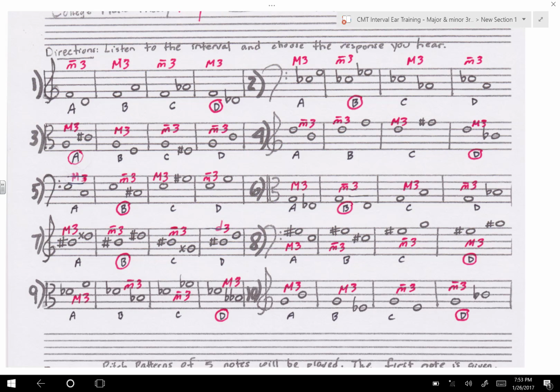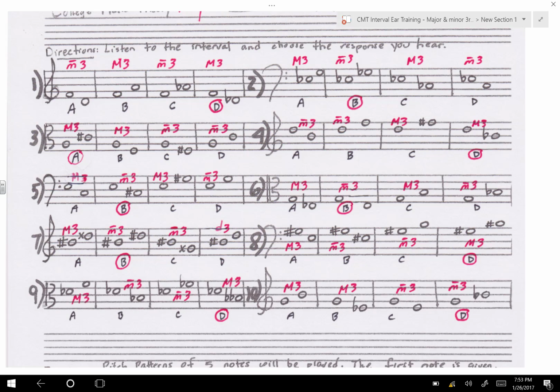For number 10, we're in treble clef. Our starting note appears to be a G. The correct response was D, a minor third ascending. That would sound like do, me. If you chose A as your answer, that would be the second best response because it was an ascending interval, but it was a major third, not a minor third.